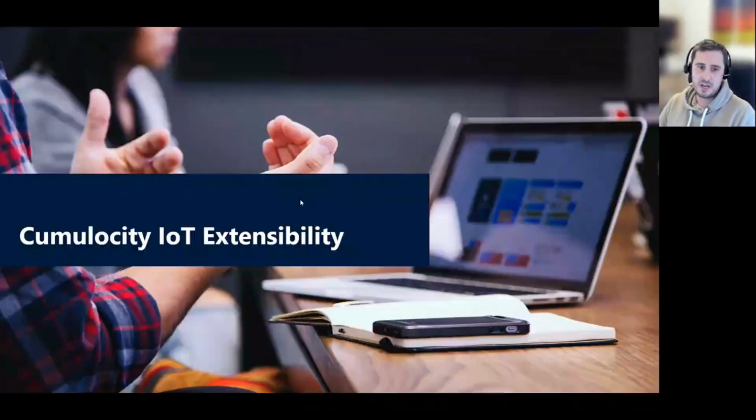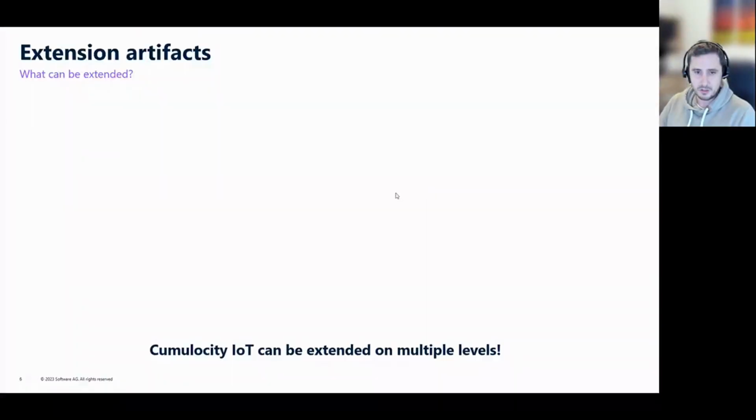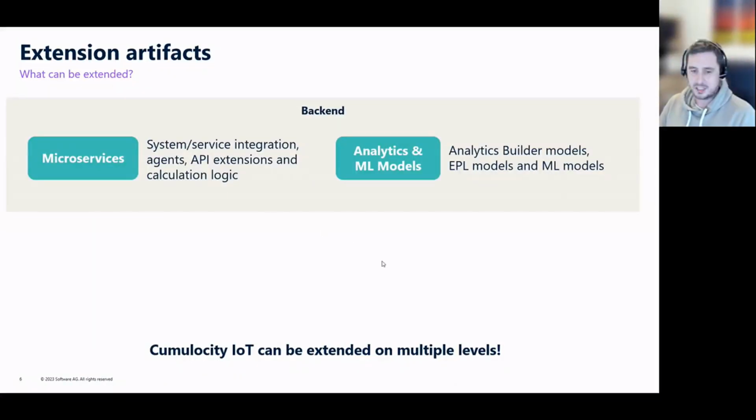So let's talk about the Cumulocity IoT extensibility. The first question I wanted to answer is: what can be extended in Cumulocity? What are the artifacts I can extend? I tried to categorize them into multiple categories. The first one is backend. I just call it backend for business logic, like we typically have in microservices. For example, I want to have my custom API for a mobile app, or a custom API for my custom user interface. I want to have some scheduled logic or calculation logic.